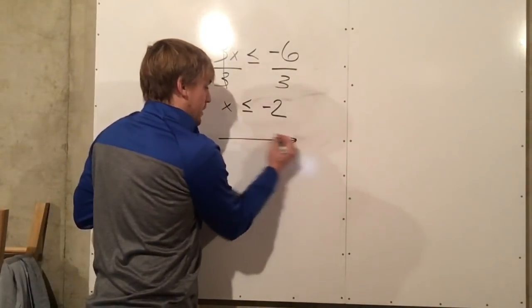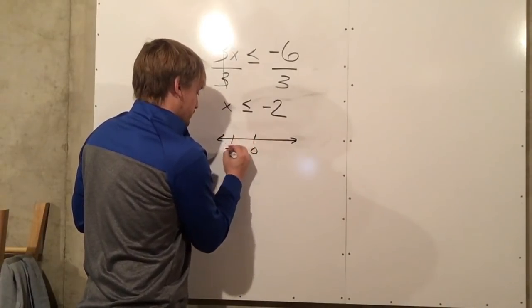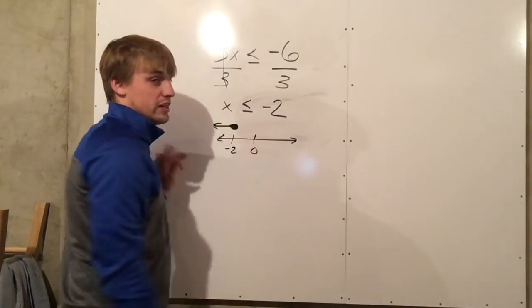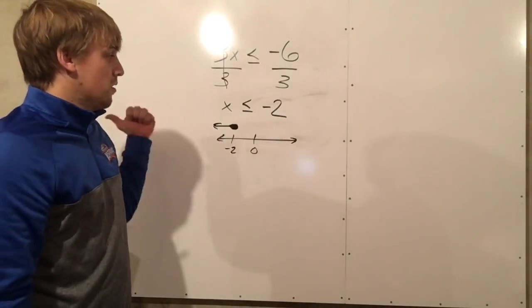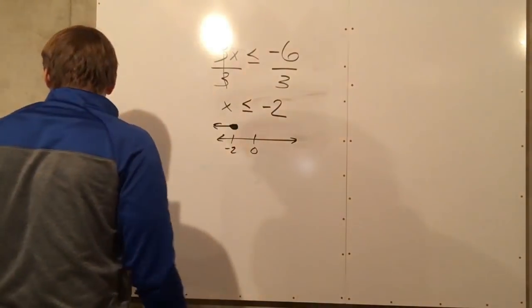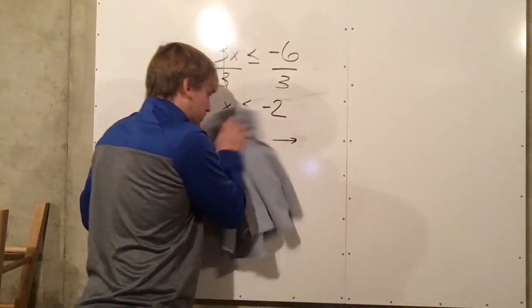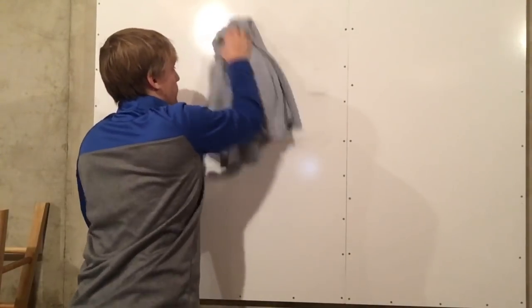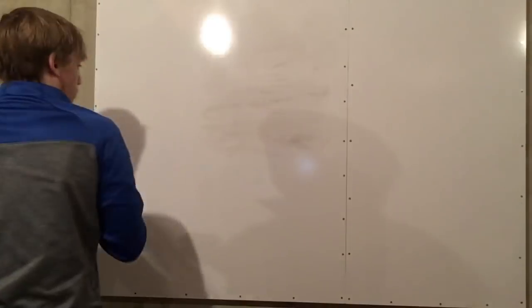So we would graph that again. This time it's filled in because the line's there. It means equal to, pointing to the left. Okay, let's try another one. Let's try one more.